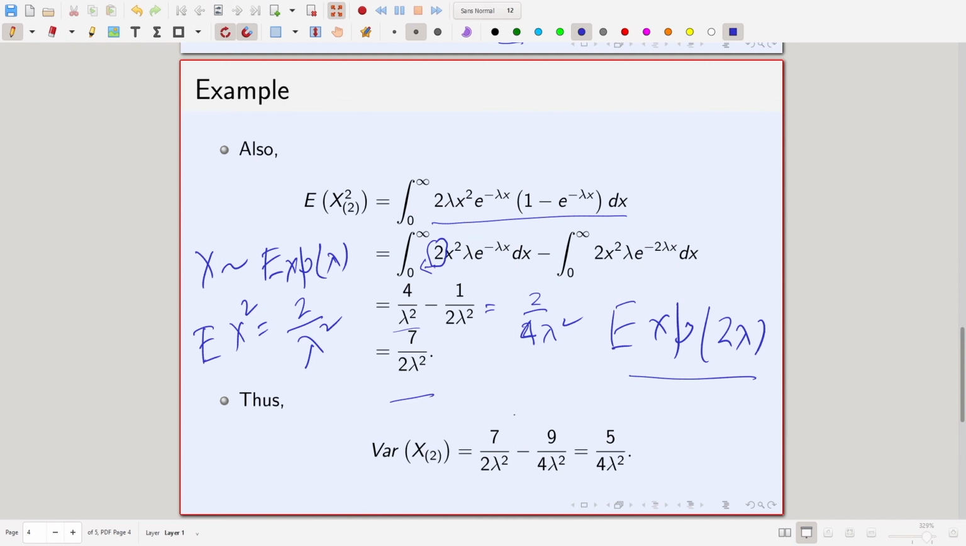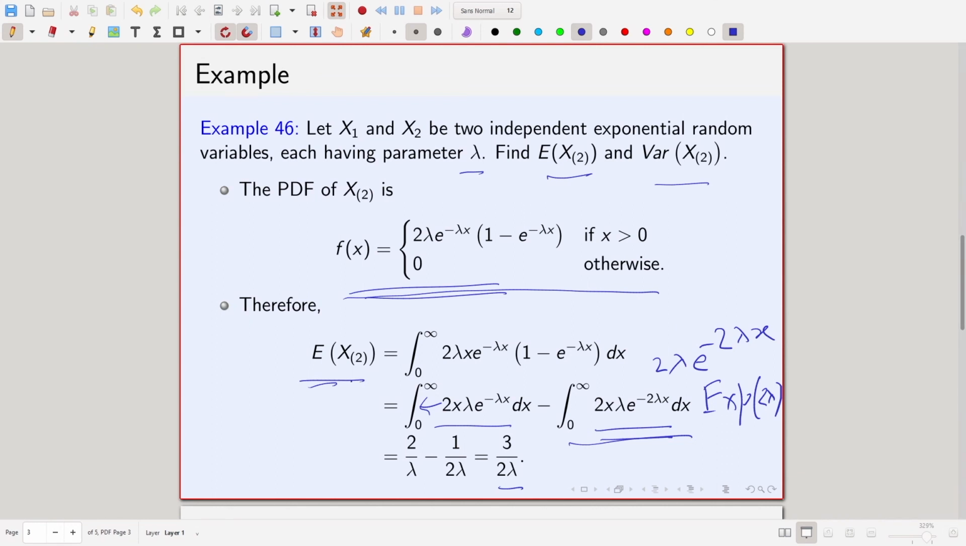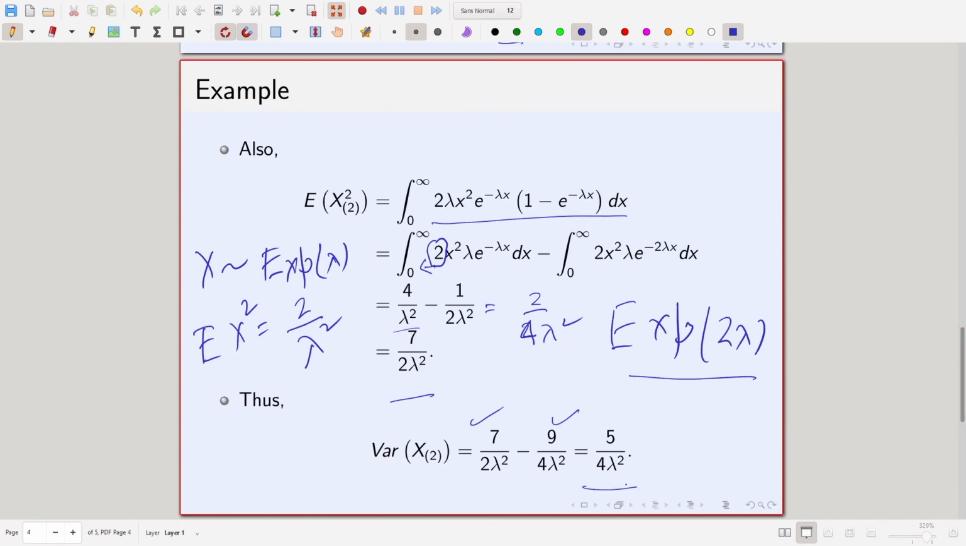So the variance is expectation of x square minus expectation of x the whole square, or expectation of x2 square minus expectation of x2 the whole square. We already know from the previous slide what expectation of x2 is. So finally we get that this is the variance. So using this theorem in the first slide, we get this mean and variance of the maximum of 2 independent and identically distributed exponential random variables with parameter lambda.